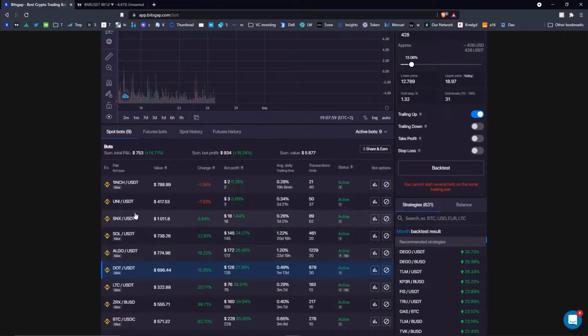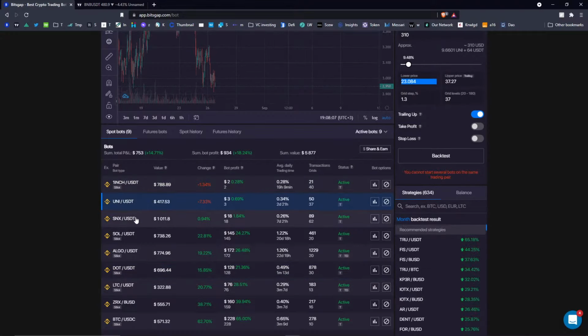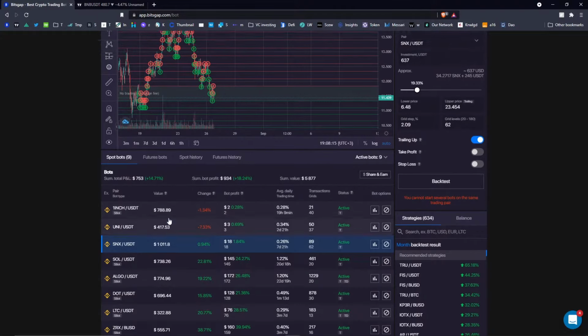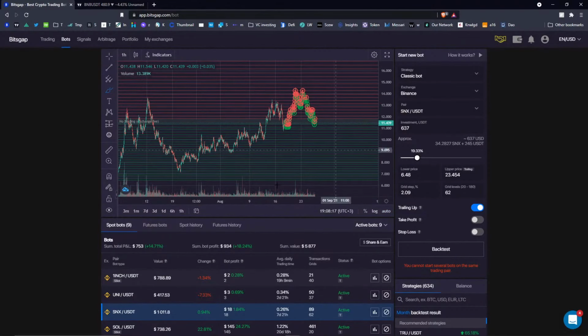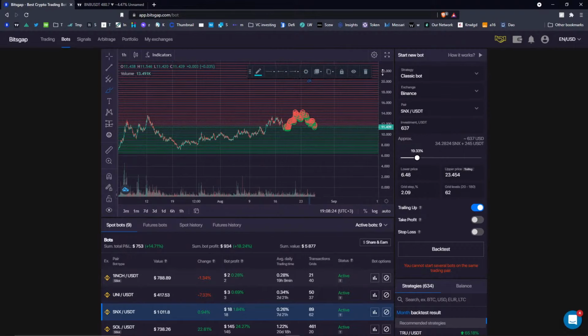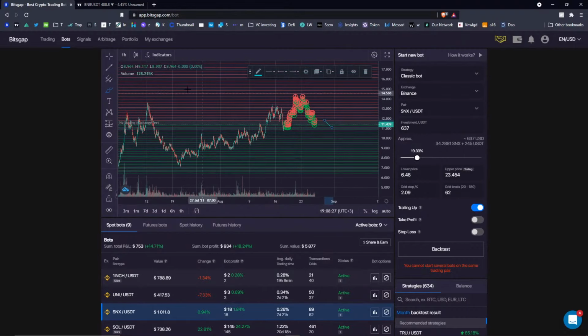The classic bot, and I now have 3 strategies for the classic bot. That's 1inch to USDT, Uni, and the Synthetix protocol token to USDT. For these 3 coins, I have the classic bot because I know that the classic bot is the ultimate solution for a rising market. Exactly what you see now on the SNX, for example. You can see that the market is rising, okay?